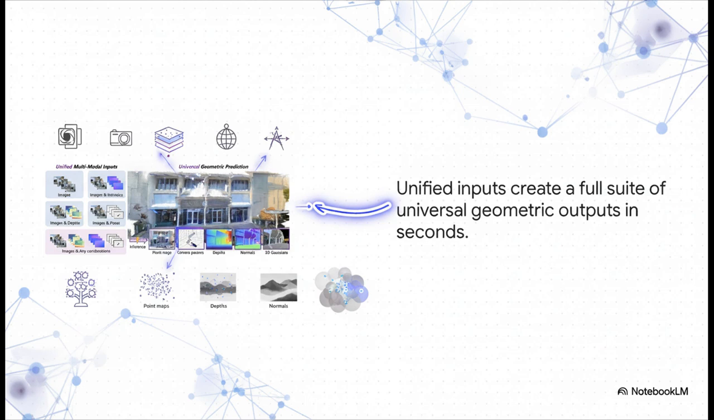This diagram here really captures the entire philosophy. Think of it like a super advanced factory. On the left, you've got all your raw materials coming in. It could be just images, or images plus depth, or images plus camera info. It doesn't care. It'll take whatever you've got. Then it all goes through the machine in one go, and out the other side comes the finished product, a complete 3D blueprint of the scene. And it's not just one thing. It's the whole suite. Points, cameras, depth, normals, everything you need.